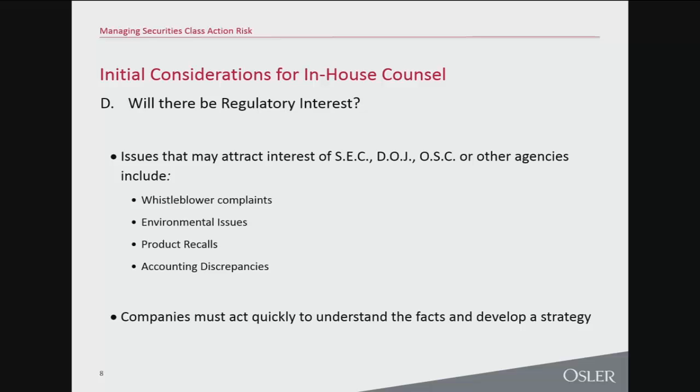And that can often be a difficult balance, and it's something that in-house counsel needs to work with outside counsel on quite a bit. It means you really need to be able to dive into the facts early on and present them accurately to the regulator, while at the same time not giving away your strategy, and not giving away your confidential information to the securities class action plaintiffs.